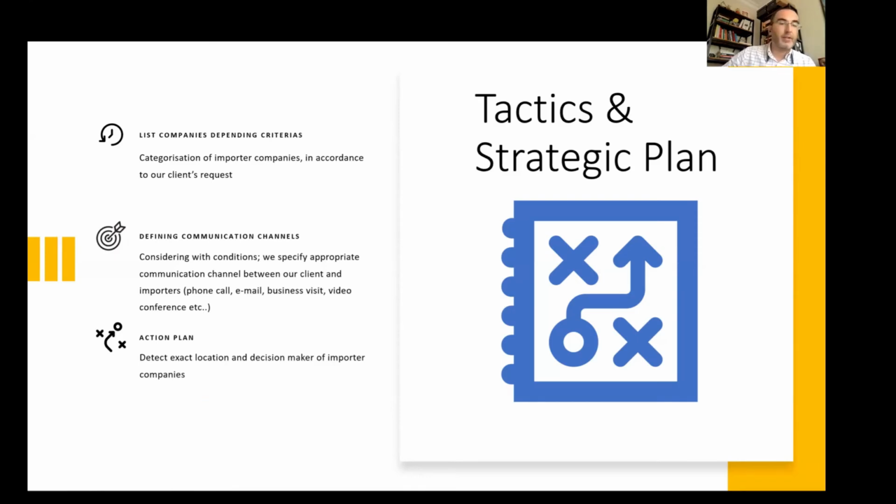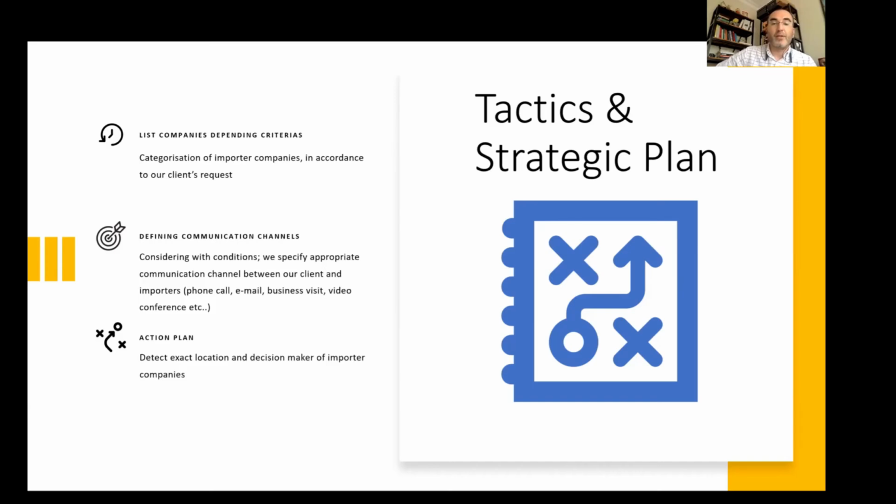For example, if they request to find some specific countries to do their business, then we can decrease our target size in accordance with their request. And also we are defining communication channels for them.